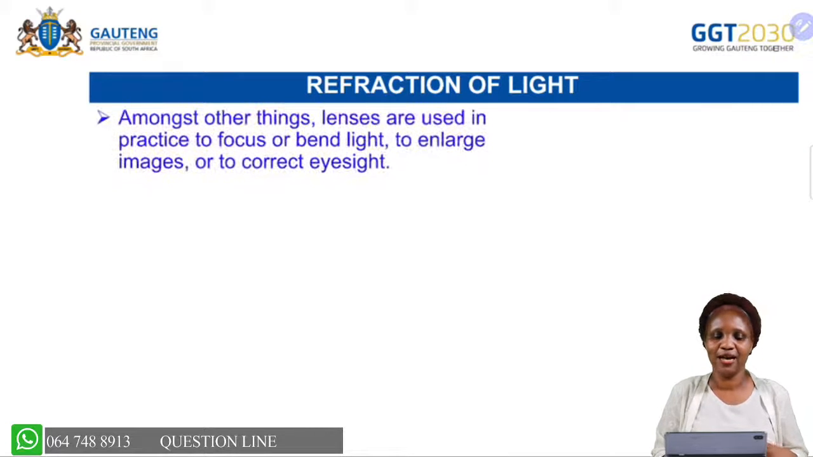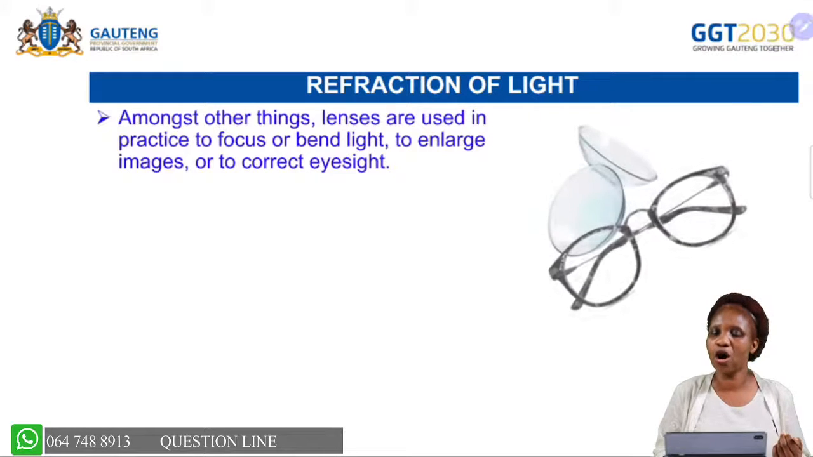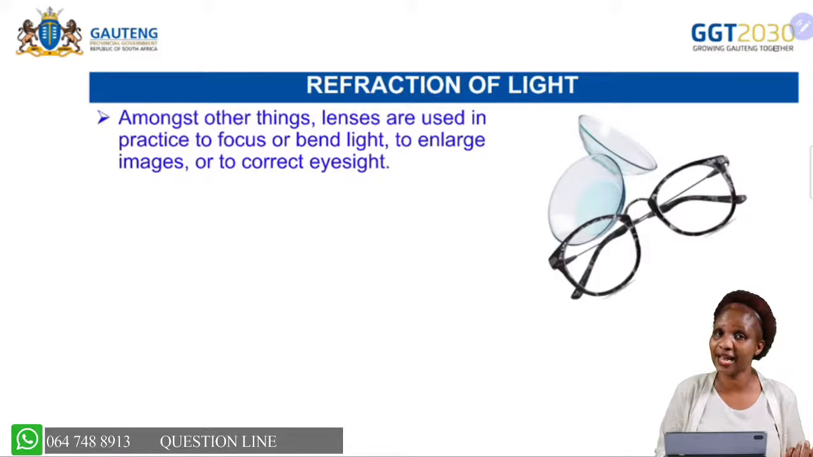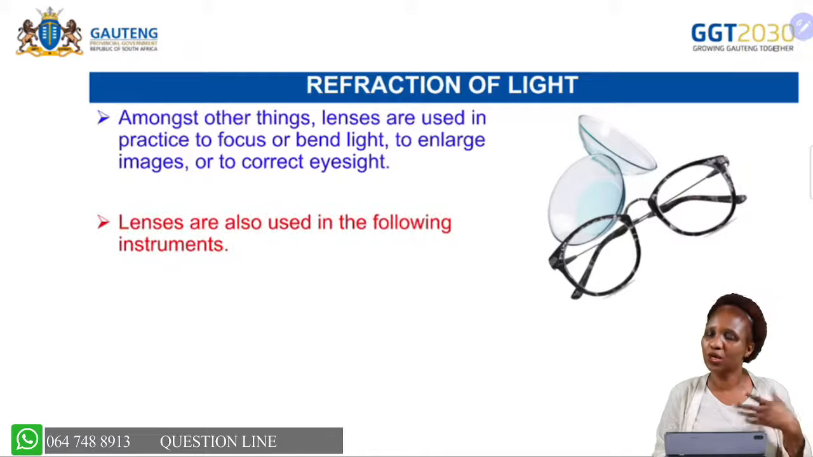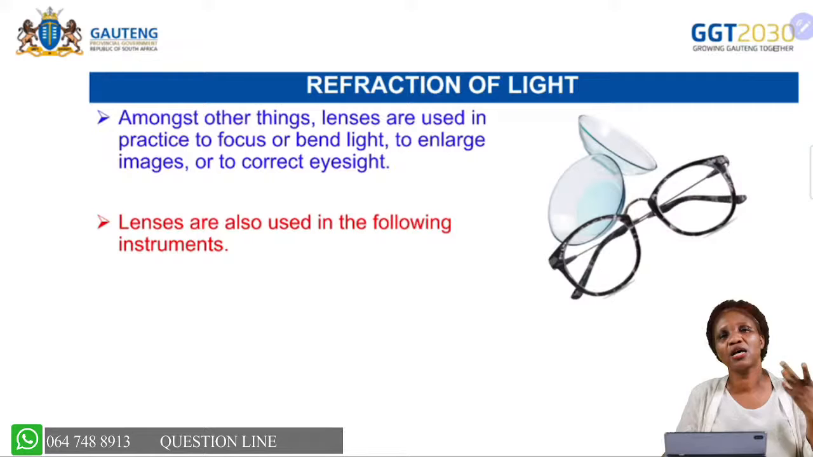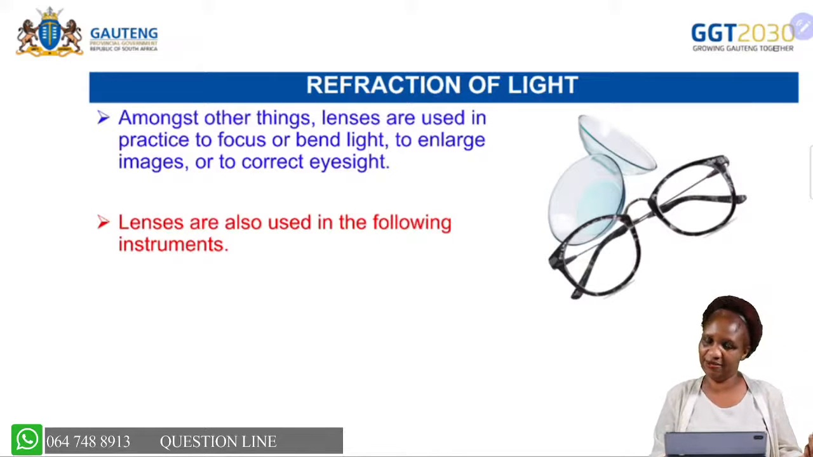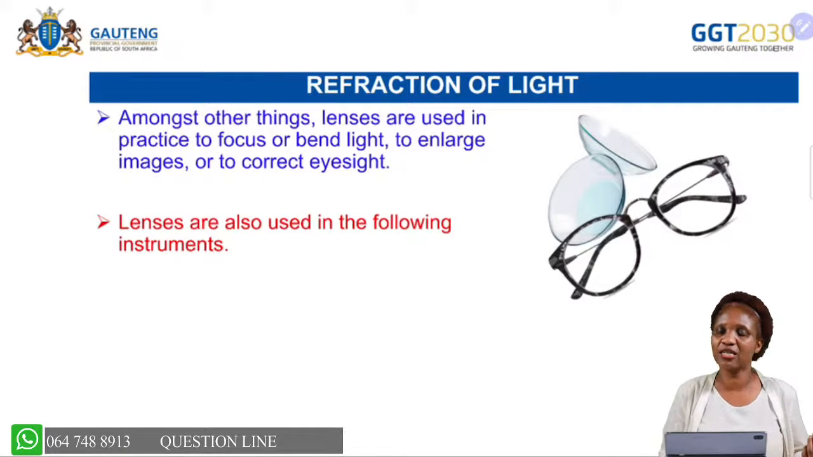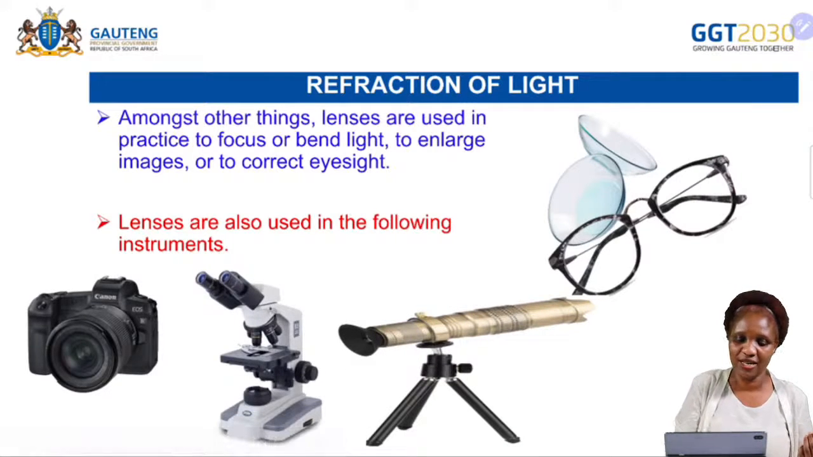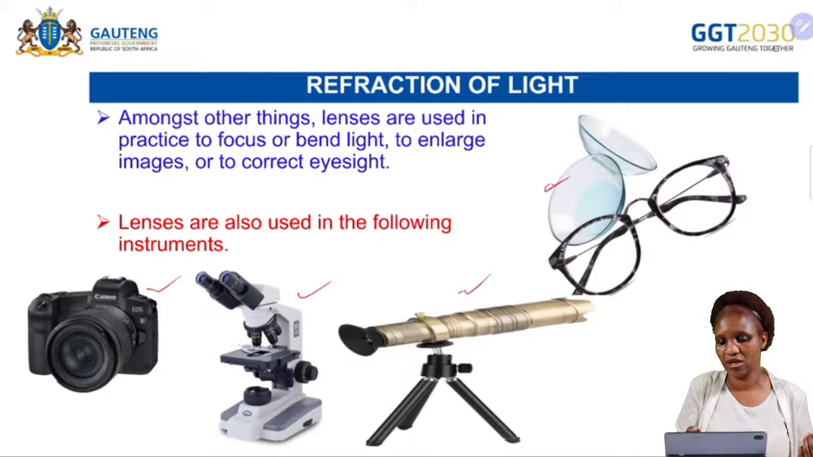Okay. Amongst other things, lenses are used in practice to focus or bend light, to enlarge images, or to correct eyesight. For example, there are some people who are putting on spectacles. Why? Because their eyesight is being corrected. At times, it is because we want to enlarge things. Okay. Lenses are also used in the following instruments. We use lenses in these instruments. Okay, all these we are using lenses.